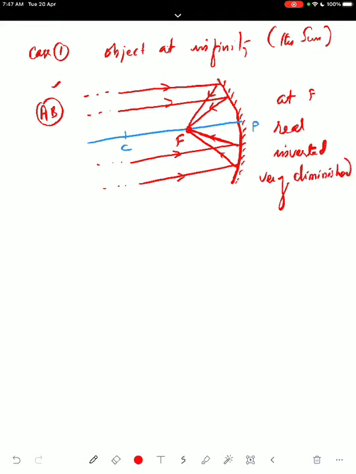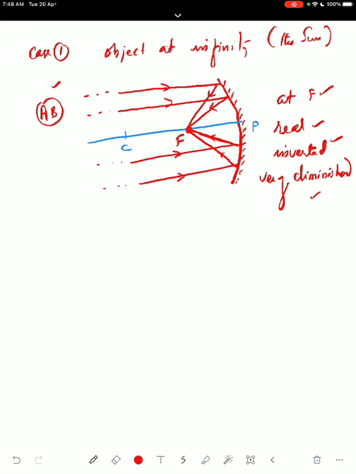So, the nature and location of the image: the image is formed at focus. It's a real, inverted and very diminished image. You can focus sunlight on a sheet of paper and see a very fine, bright spot. That is the image of the sun. Even for a distant object, you can take it on a screen. It will be an inverted, very diminished image, and real because all the rays are actually meeting at the point.